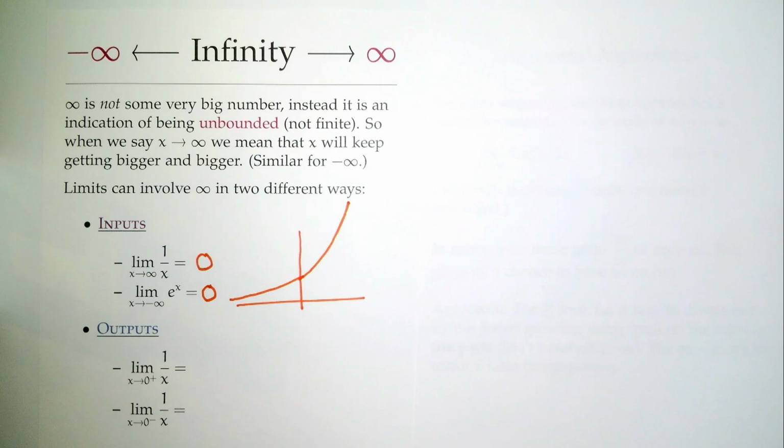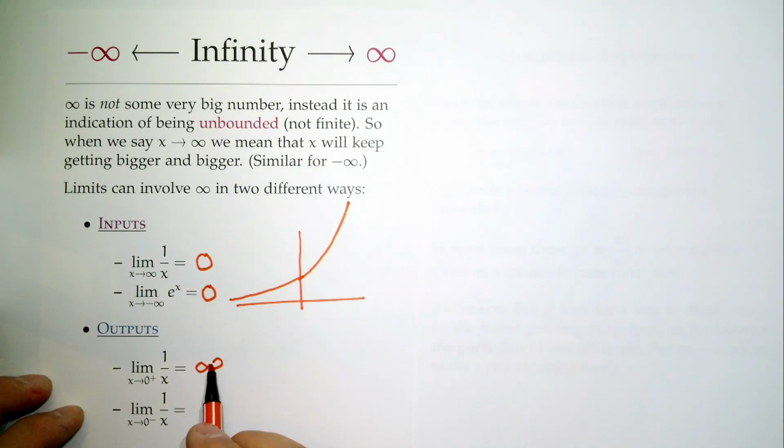Make my input x a smaller positive number, what happens to that 1 over x? It becomes bigger and much bigger. In fact, it can get as big as we want, which is to say it can grow unboundedly. So what's the limit as x goes to 0 from above of 1 over x? It's infinity.